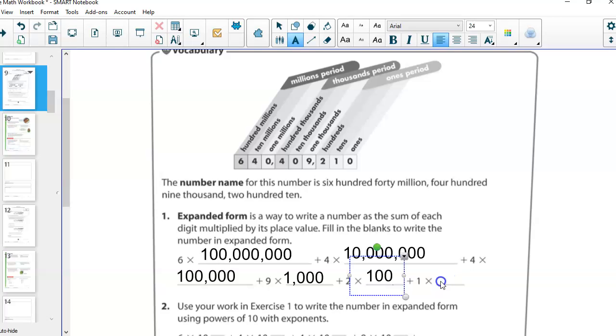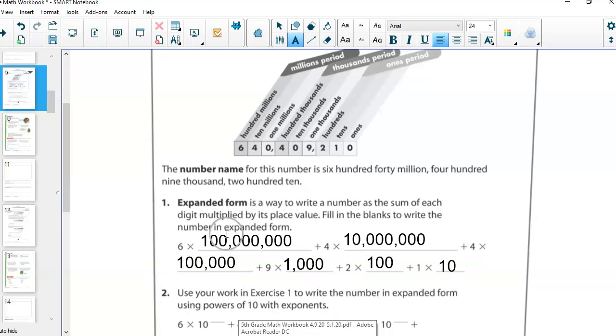So that 1 in the tens place, we're going to keep it a 1 because the value of that digit is a 1. So that stays a 1. Everything else becomes a 0. 1 times 10 is 10, and right now we have 1 stick of 10. So this is how you would write it out using expanded form.